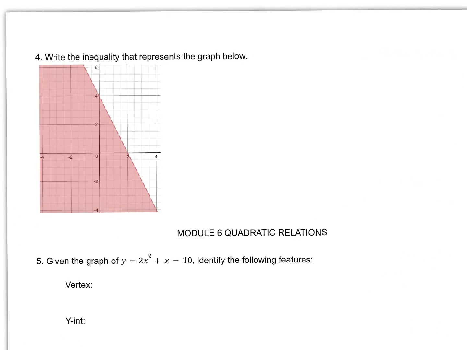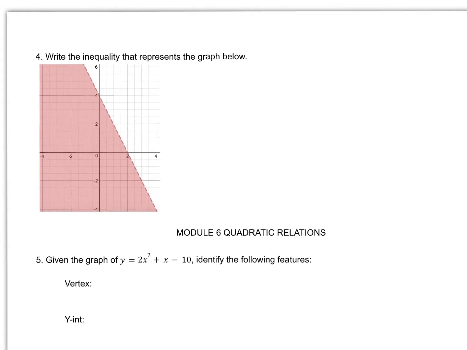The last thing was writing an inequality that represents the graph, or given an inequality, figuring out which graph matches. So the first thing I'm going to do here is figure out my slope and y-intercept. Okay, so I'm going to pick my x-intercept and my y-intercept to help me find my slope. And I only use these because they're both whole numbers. I typically use whole number points when I'm finding slope and y-intercept.